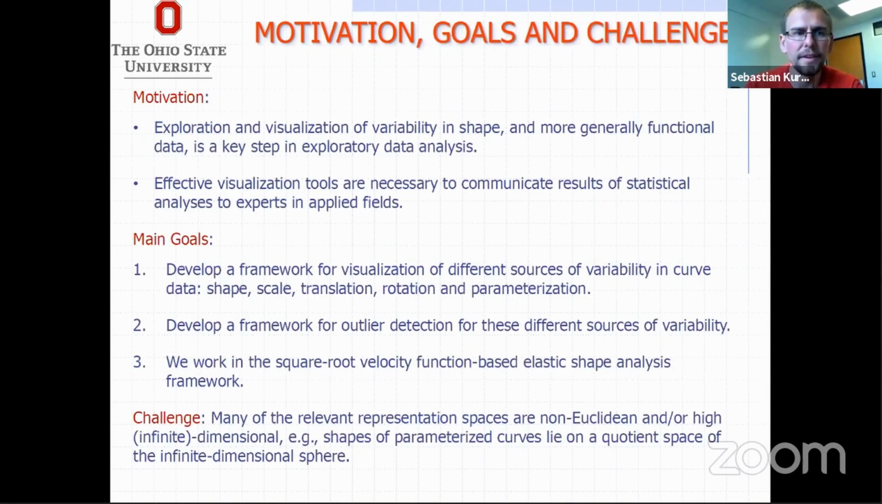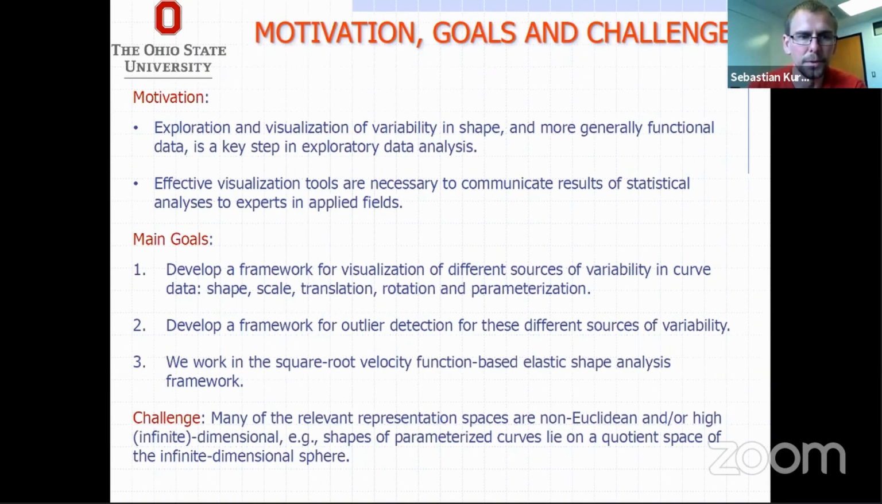Really, the broader motivation was to design a visualization toolbox to be able to assess variability in shape and more generally functional data and use it in exploratory data analysis. As we all know, effective visualization tools are also really important when we try to communicate results of statistical analyses to experts in applied fields. And so the hope is that such a toolbox can help in that process as well.